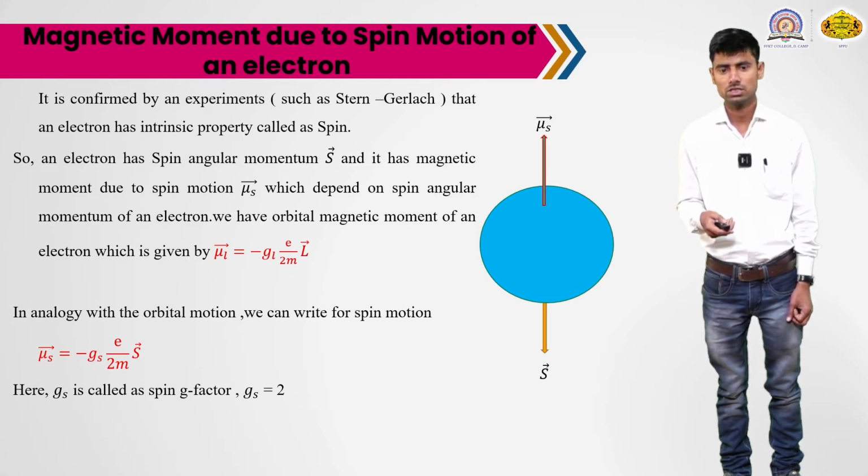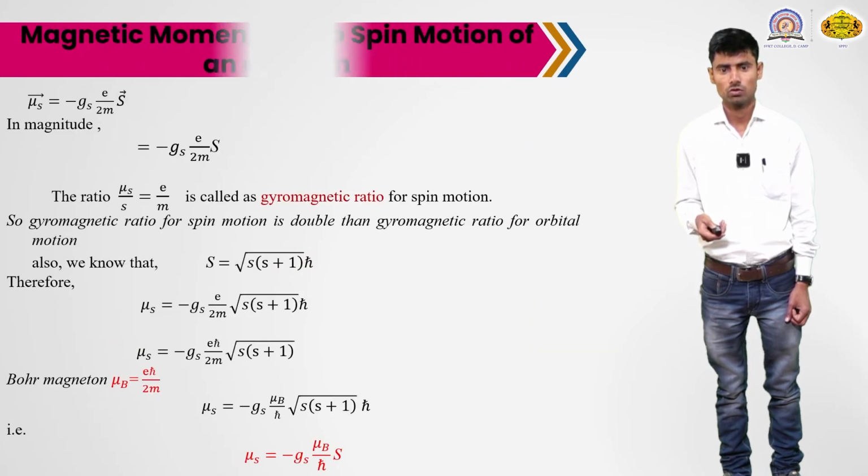Here the factor GS is called the g factor for spin and its value is 2. Experimentally its value is approximately 2. So you will get μS equals minus GS e upon 2m into S vector.